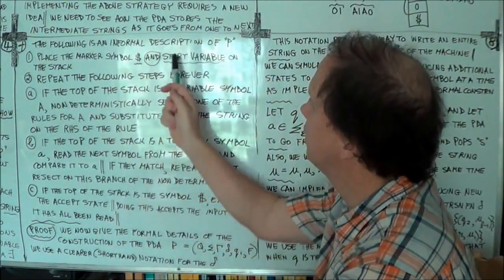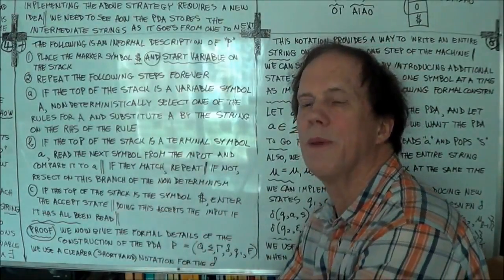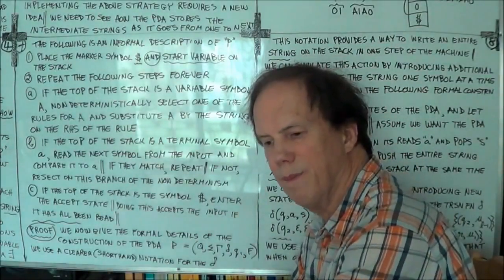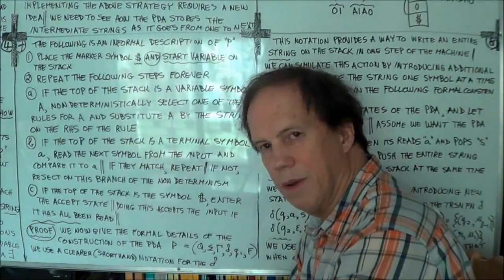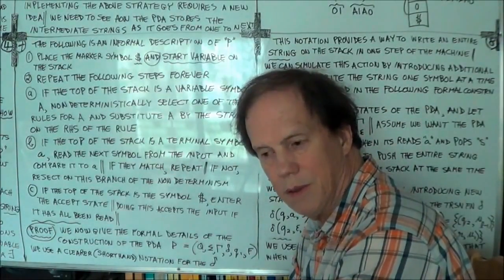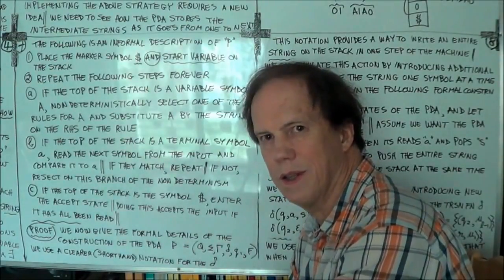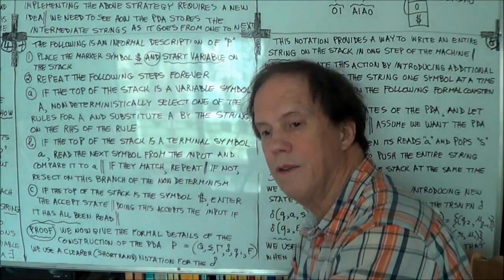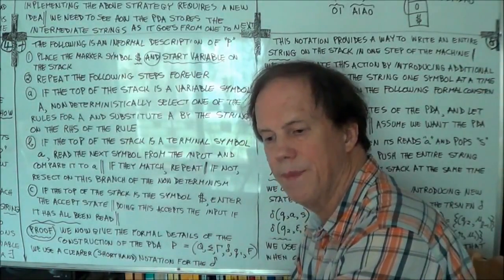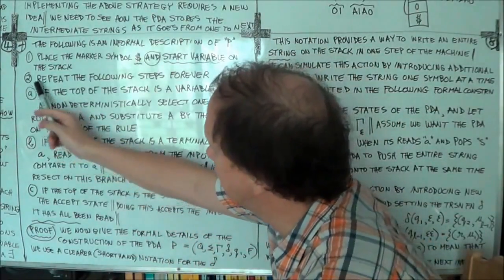Okay. Now at the top of the stack you have a variable. It's the start variable, but it is a variable. So that means you can then substitute it by the right-hand side of some transition rule whose left-hand side is the start variable. Now you may have several. If you have more than one, then you go into part two.